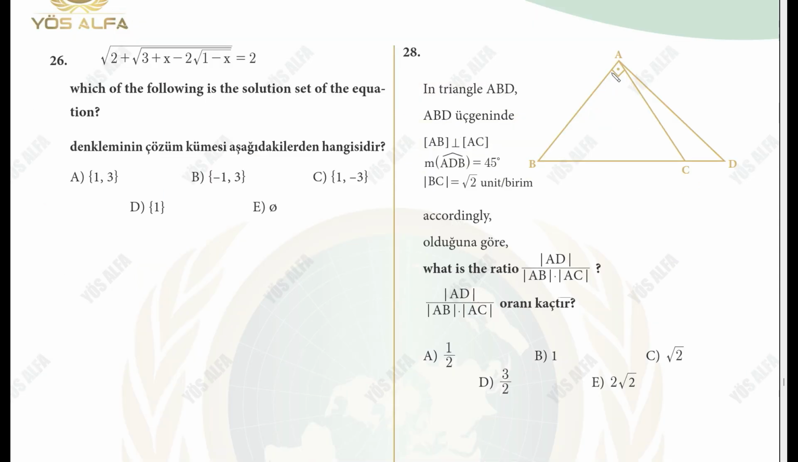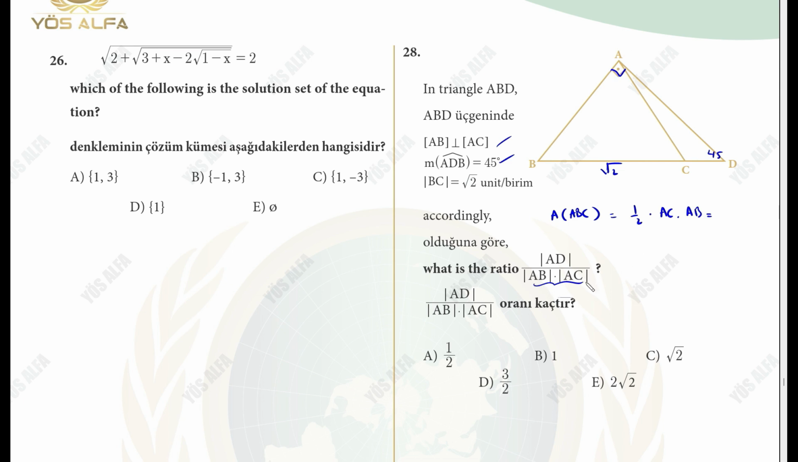Number 28. This is given. And then the angle ADB is 45 and BC is root 2. So we're asked to find the ratio of this. So we'll start from the area of triangle ABC, so that we have AB times AC. So I'll take this AC as the base of the triangle ABC. So the area would be half times base times the height AB. So I have AB times AC.